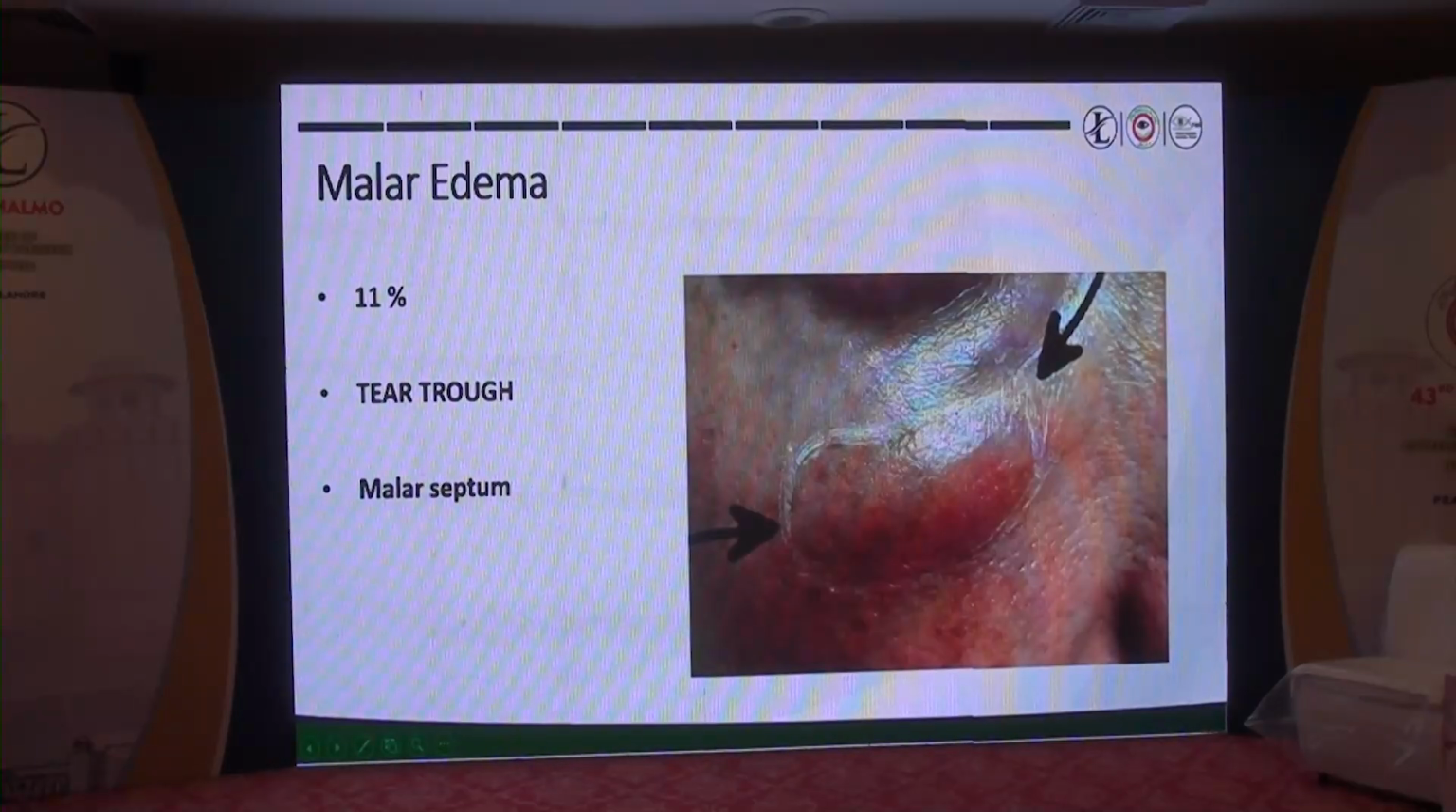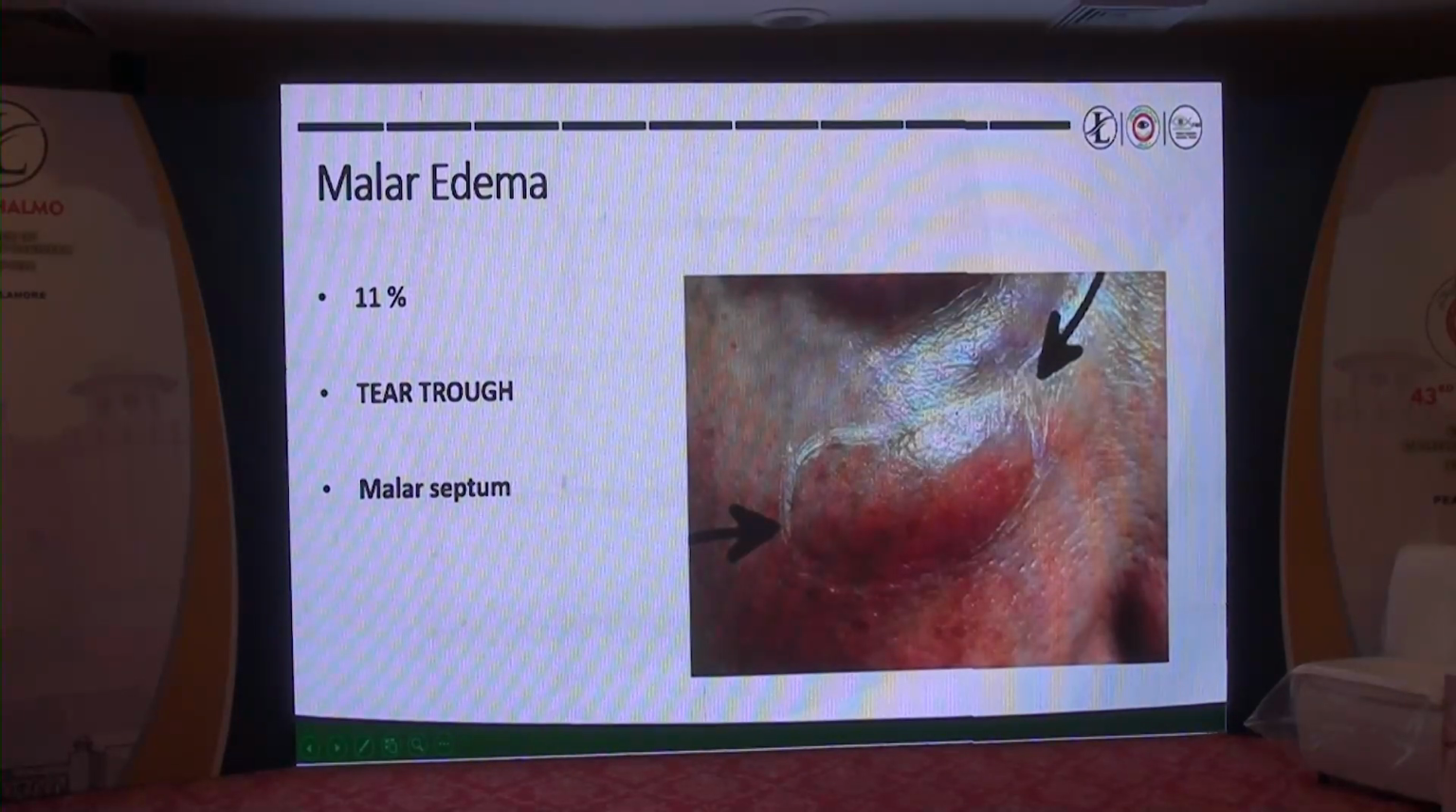Okay, malar edema occurs in 11% of the patients. This is again one of the most undesirable effects. It usually happens when the dermal filler was given in the tear trough area. Normally there is a structure called the malar septum, which is a facial structure that originates from the inferior orbital margin and extends into the mid-cheek dermis. This facial structure divides the suborbicularis oculi fat into two compartments, superficial and deep.